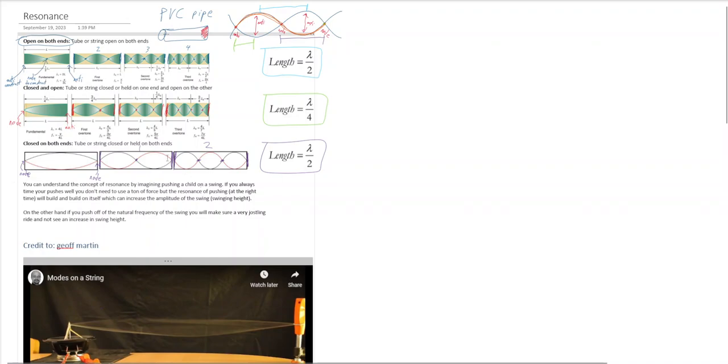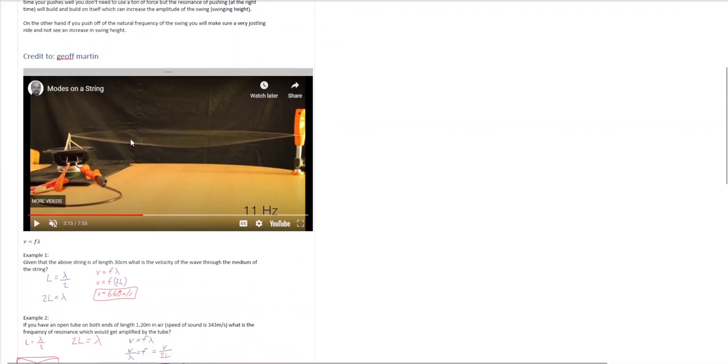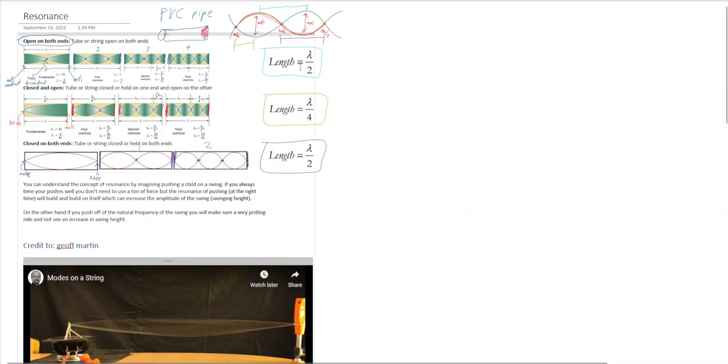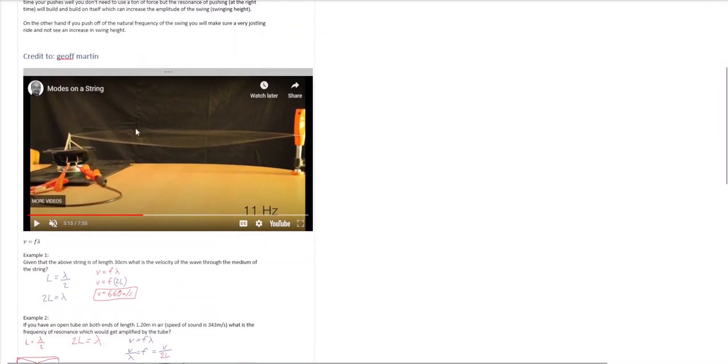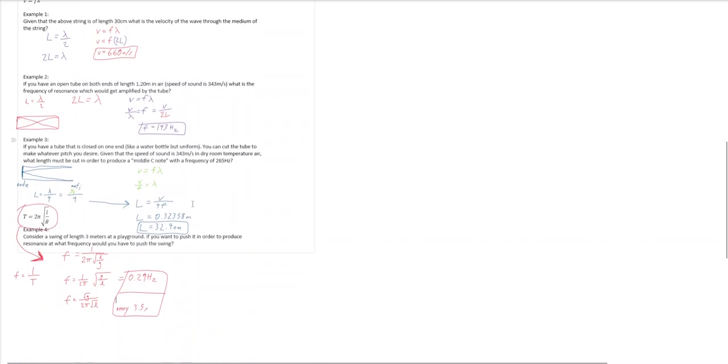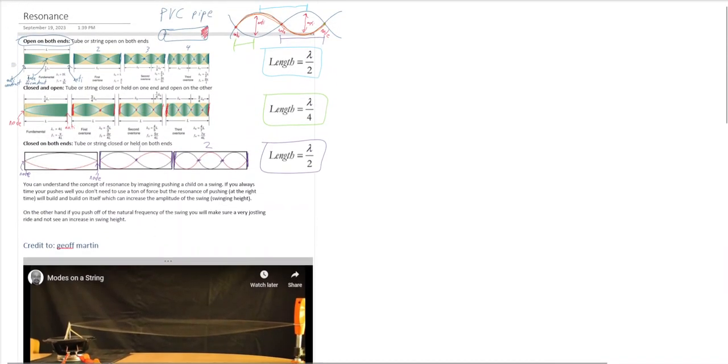Now, this idea of resonance happens with all types of waves, transverse, longitudinal. So just keep that in mind. It works with everything. Resonance works with strings. It works with swings. It works with sound. Water waves, right? Any type of wave that you can think of, resonance holds some sway over that. So I hope this video helps you understand resonance a little bit better, and good luck.